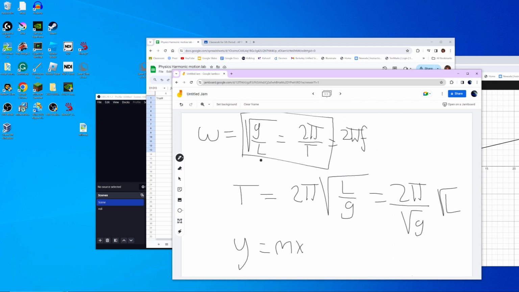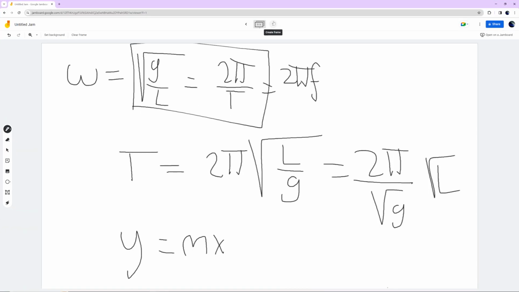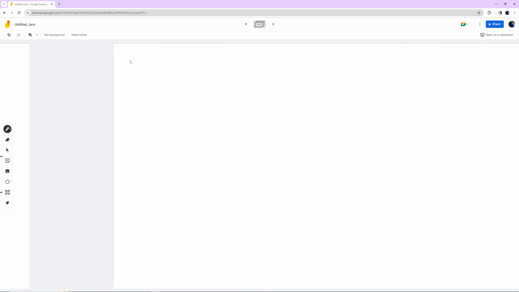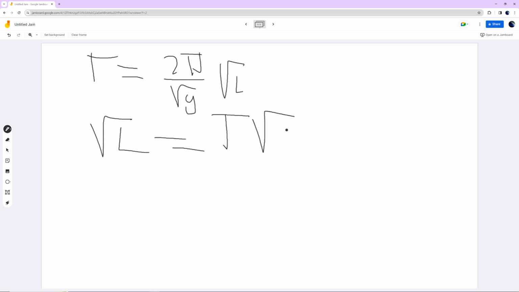Length versus period, so that means L would actually have to be Y. There are two ways to do this. If we take our same equation, T equals 2 pi over g square rooted, square root of L, we basically want L to become Y. We can flip this by dividing everything by that. So we get root L equals T root g over 2 pi, right?